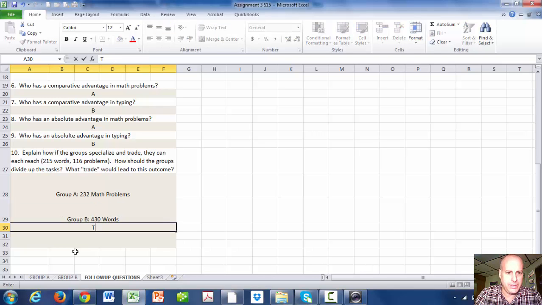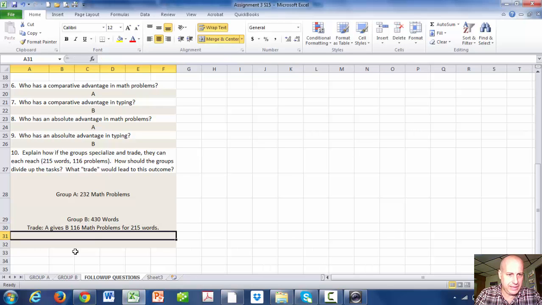Right? Now they trade, and the trade looks like this. A gives B 116 math problems for 215 words. Then the final outcome is A and B both have 215 words and 116 math problems, which is beyond both of their original production possibilities frontiers. So by specializing and trading, they both can reach an outcome that would be unattainable if they worked by themselves. This is the key insight from thinking about comparative advantage, specialization, and the production possibilities frontier.